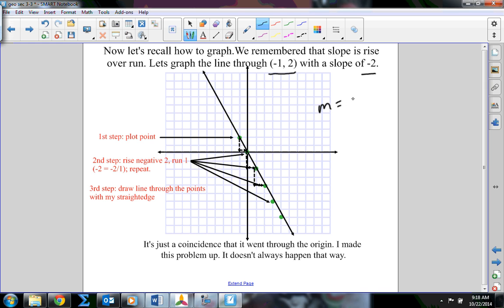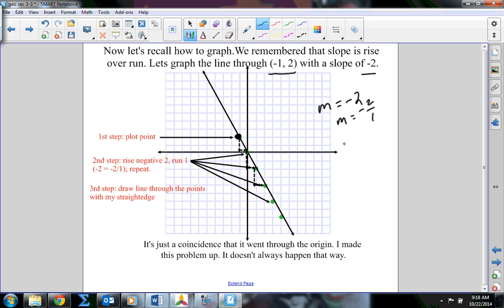So that means m is equal to negative 2. And remember, I can write that as a fraction as negative 2 over 1. So the first thing you do is you plot your point. I'm at negative 1, positive 2, so I'm going to go over 1 this direction, up 2 that direction, and plot my point.